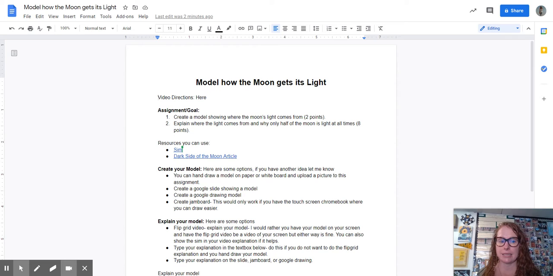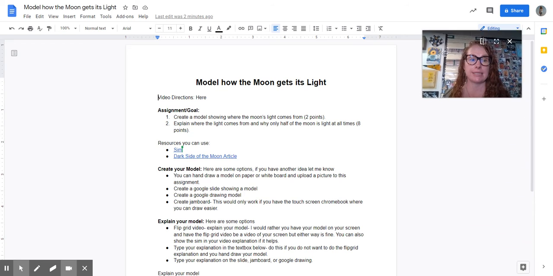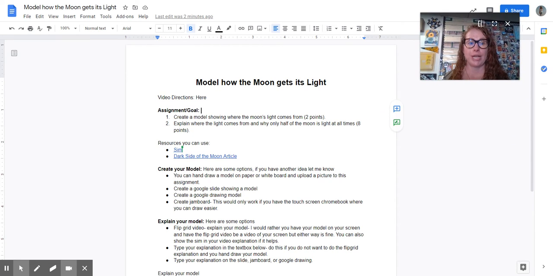In class on either Tuesday for first and third or Wednesday for fourth through sixth, our whole lesson is about this, and so you'll learn how it gets its light. Then for this assignment, you're going to create a model and explain it. You have a few options here. There are two parts: creating a model is one, for 2 points, and then more importantly is your explanation, for 8 points.